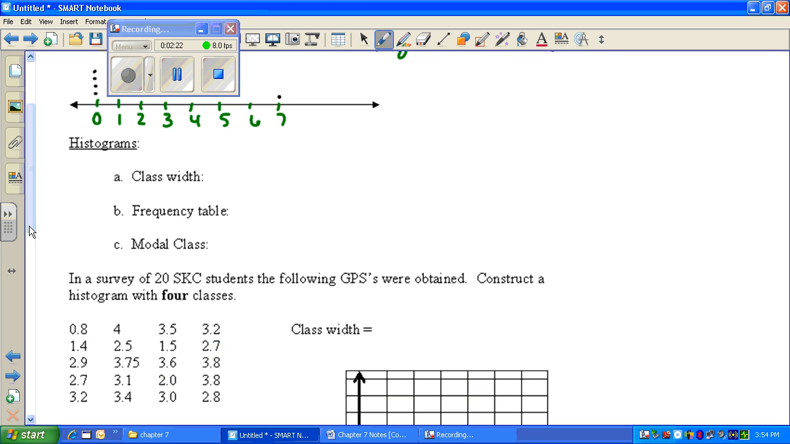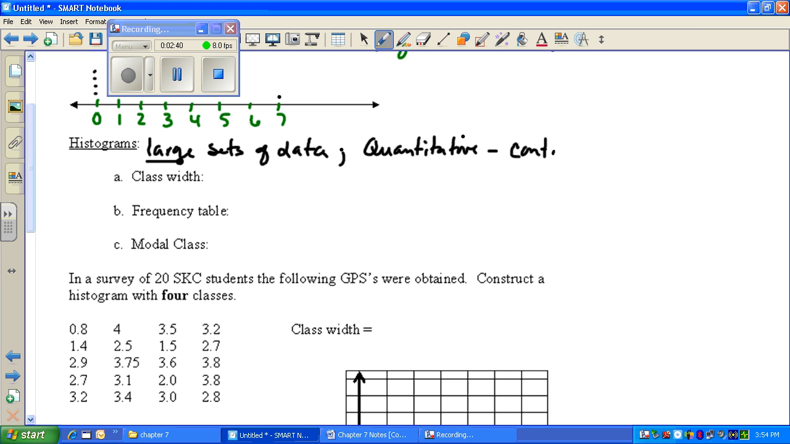Histograms are used for large sets of data. Again, they have to be quantitative. And this is often good if my data is a measurement, which is called continuous data. Continuous means that it never stops, and you'll see why that is helpful with a histogram. My class width, again, must be just like a bar graph, equal length. And in fact, a histogram somewhat looks like a bar graph.